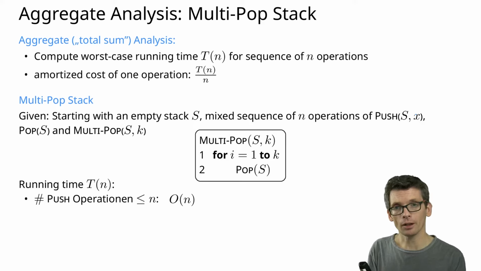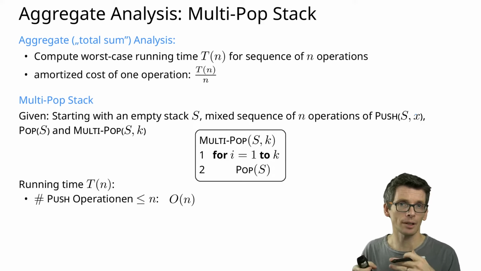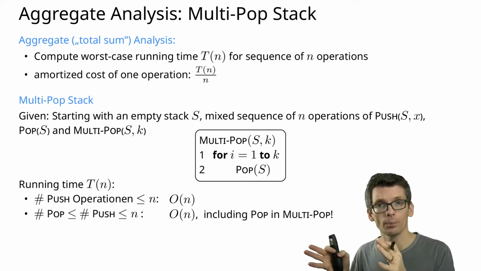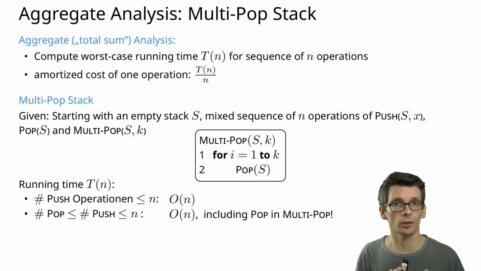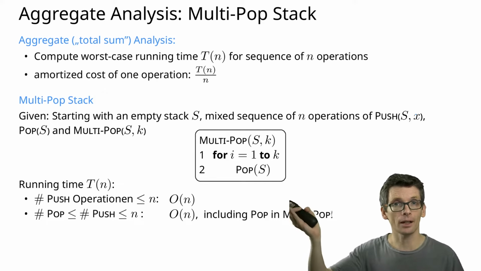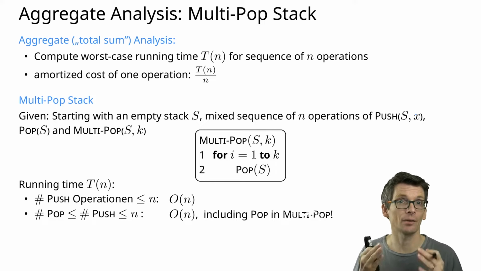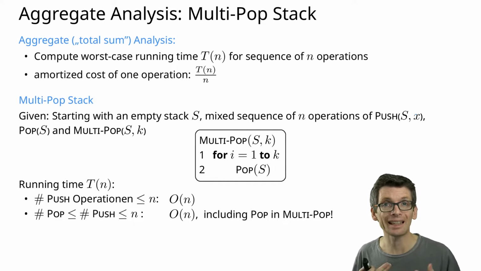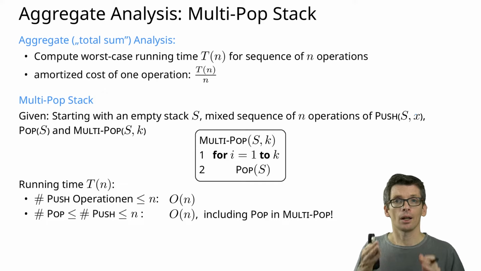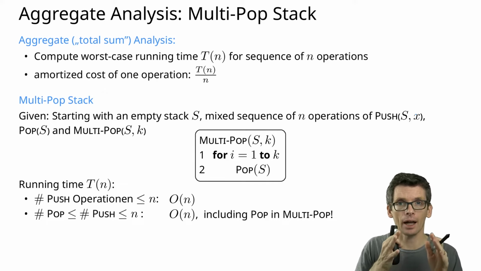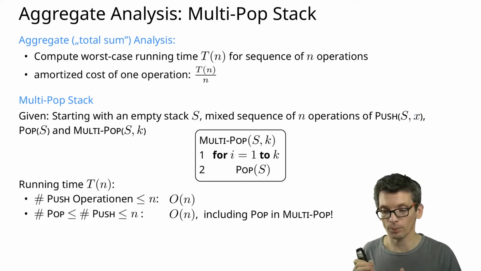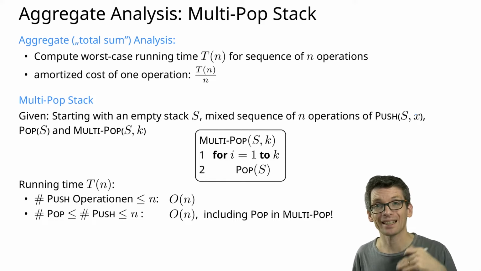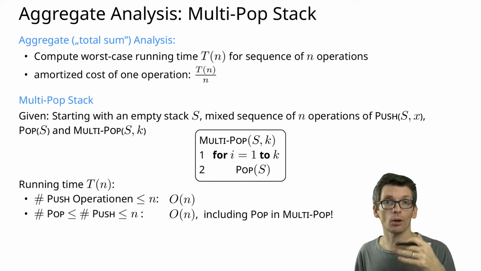Now for the pops as such, not for the multipops, we could do the same estimation, but we do a slightly different estimation here. We say the number of pops is actually bounded by the number of pushes. Why is that the case? Because we can only pop an element if we previously pushed it. Since we started with an empty array, and that assumption is important, only the elements that have been pushed by the sequence can also be popped. So the number of pops is smaller or equal to the number of pushes, which is smaller or equal to n, and because every pop takes constant time, this gives me again a bound of O of n.